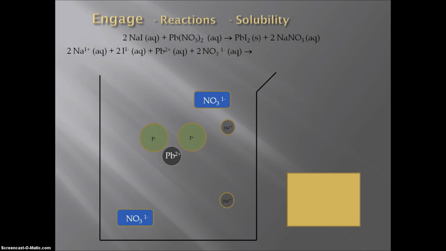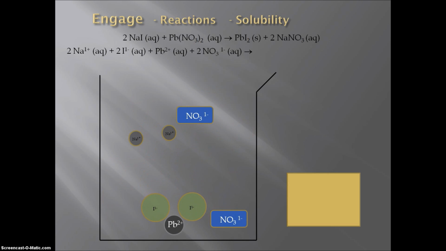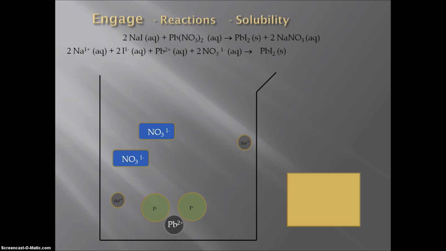In this case, the lead came together with the 2 iodides. When the lead came together with the 2 iodides in the right arrangement, it formed a solid, and that solid's attractive forces were stronger than the water, so it stayed together, so that is going to settle to the bottom of the beaker. When it settles to the bottom of the beaker, I get the solid lead iodide that is going to stay in the beaker. When it settles down, it's no longer going to be moving in the water, but the other particles will. And all I have left moving around are the sodium ions and the nitrate ions, which will never come together and form a solid because they will always be dispersed by the water, so they will remain as ions.